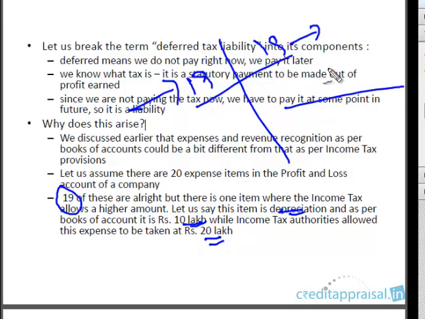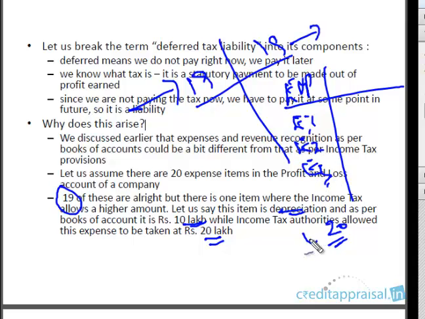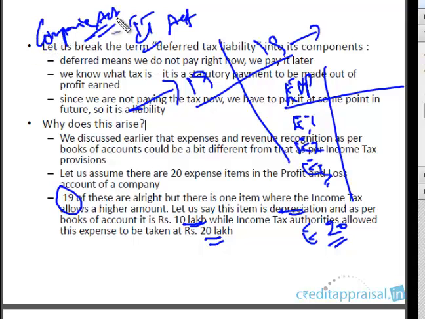So the example we are taking is in the P&L account, under the expenses side, there are totally 20 expenses. So expense 1, expense 2, expense 3, up to 20 expenses are there. We already discussed earlier that the Income Tax Act allows different treatment of expenses compared to what the company does as per the Companies Act, because the company has to pay taxes as per the income tax rules.